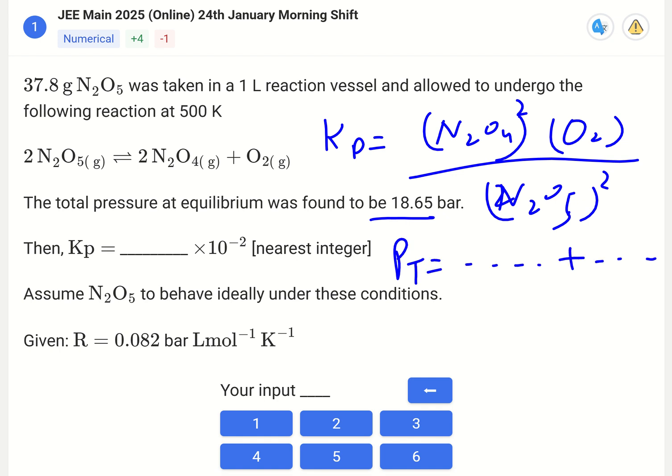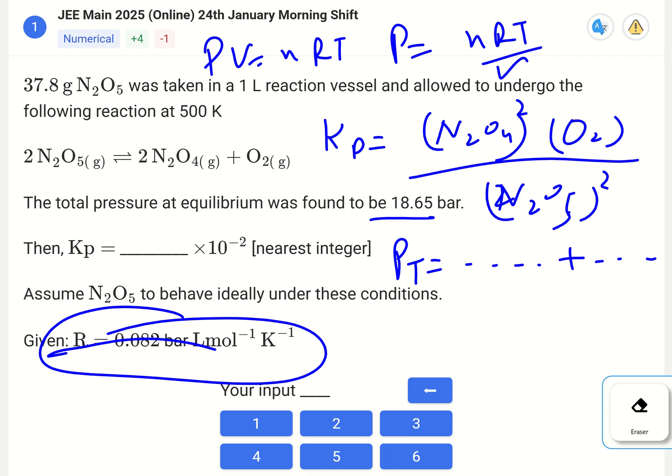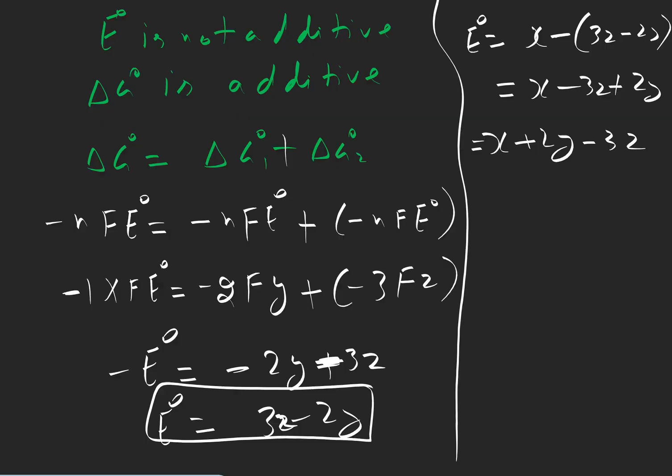Okay, but the problem with this question is that the initial pressure is not given. Also R is given. Now this is a hint that you need to use PV is equal to nRT and P is equal to nRT upon V. This is the hint that R is given here. So let us solve this question on the smart board.